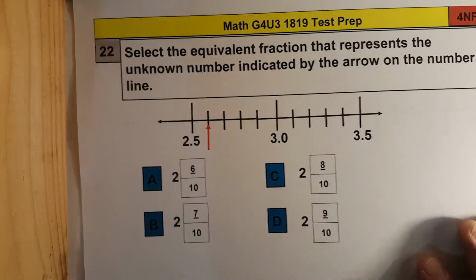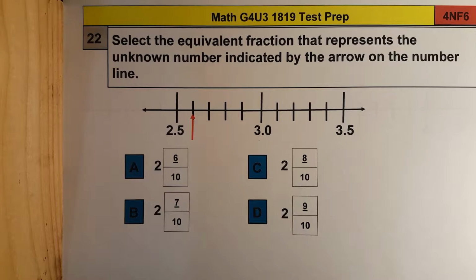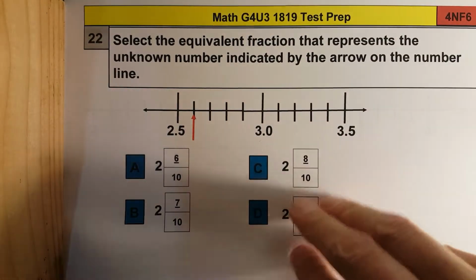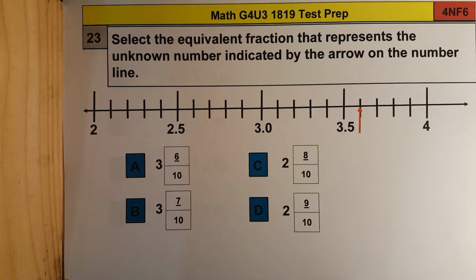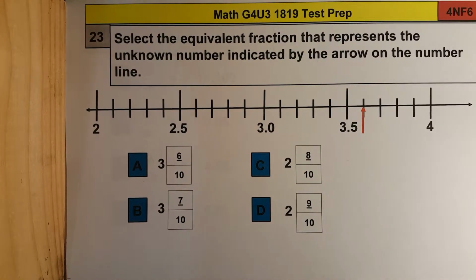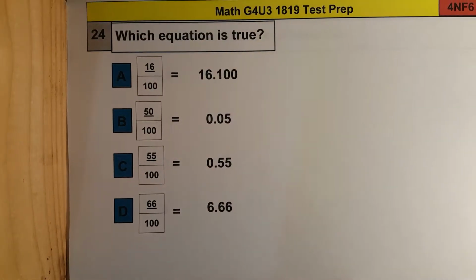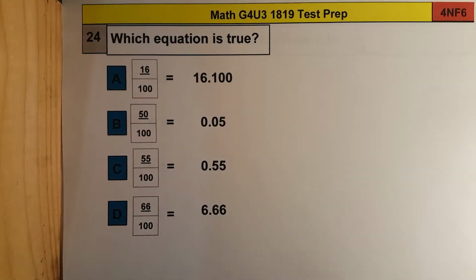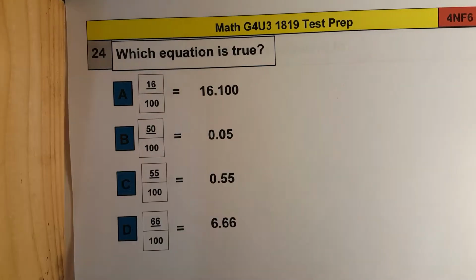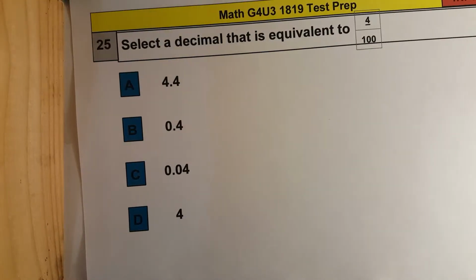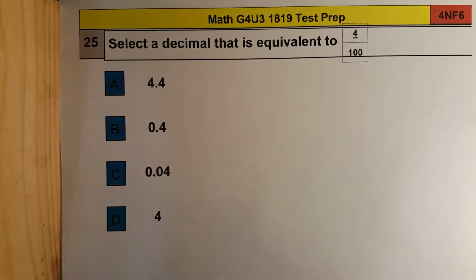Number 22. You see a number line once again. Number 23, there's another number line. So you will see lots and lots of number lines when using fractions. Number 24. And last but not least is number 25. So there they all are.